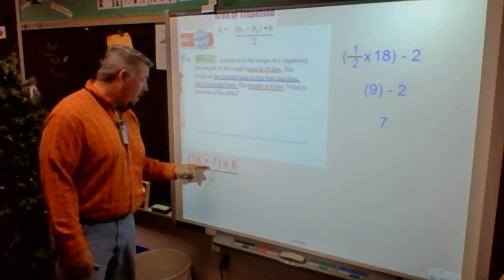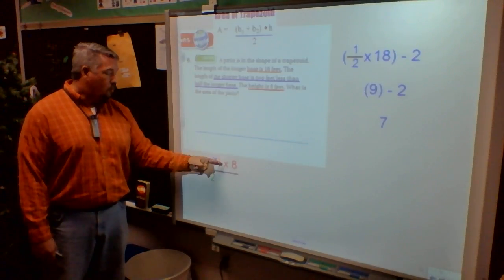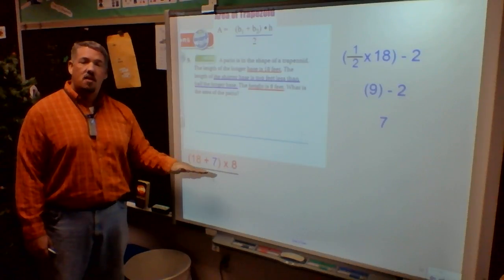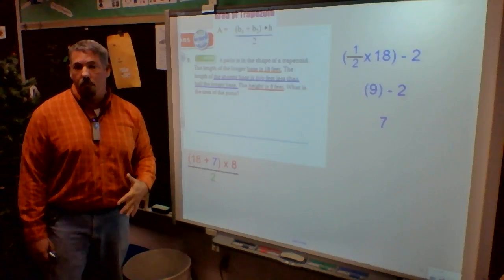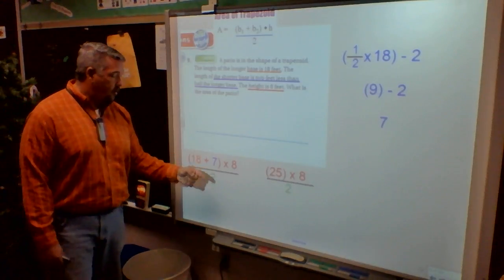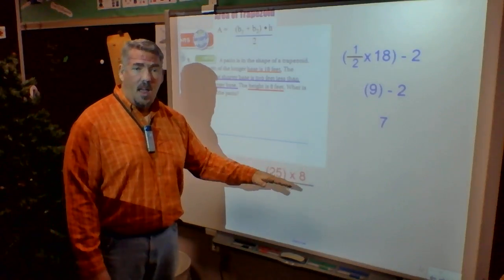So now I can plug that 7 in here. I have 18 plus 7, multiplied by the height of 8, divided by 2, then I can move forward like I have on all the other problems. So I have 18 plus 7, which gives me 25. I'm going to multiply 25 by 8.